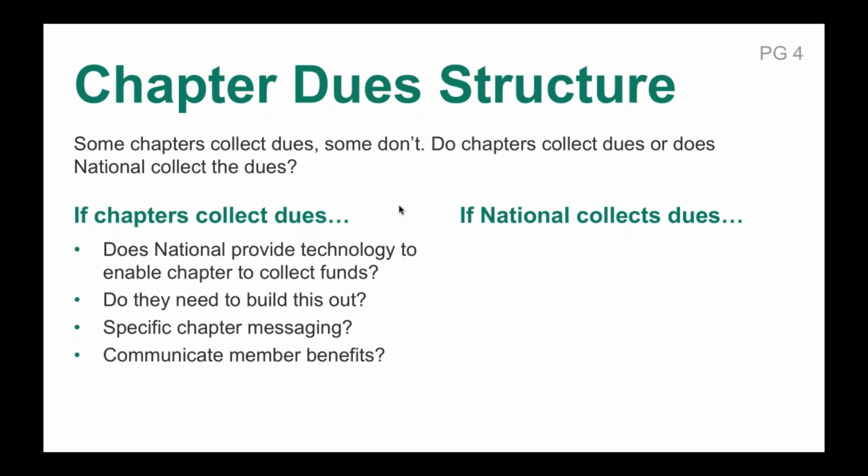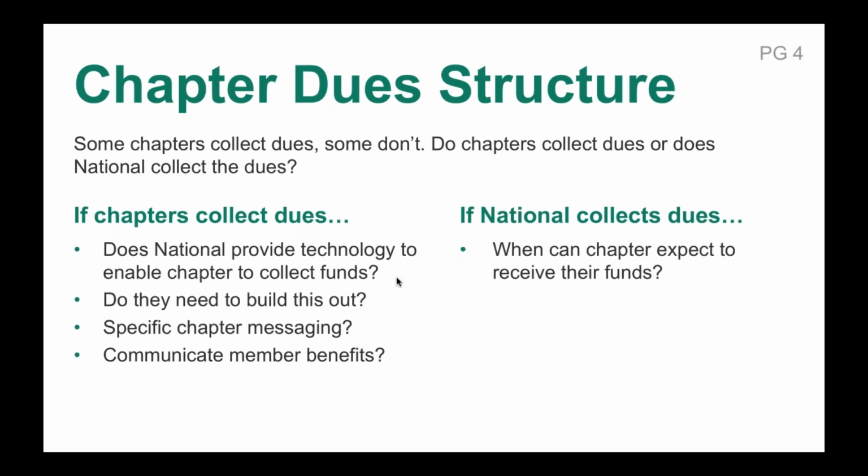Okay. So as I saw, we had a variety of answers in here. But if a chapter collects the dues, does National provide the technology to enable chapters to do that? Do the chapters need to build this out on their own? So usually when we see a bottom up, all the chapters are running their own systems, their own technology. The small ones have a checkbook for their accounting system and an Excel spreadsheet for their membership management. And then the big ones might have a couple of staff and their own AMS technology.